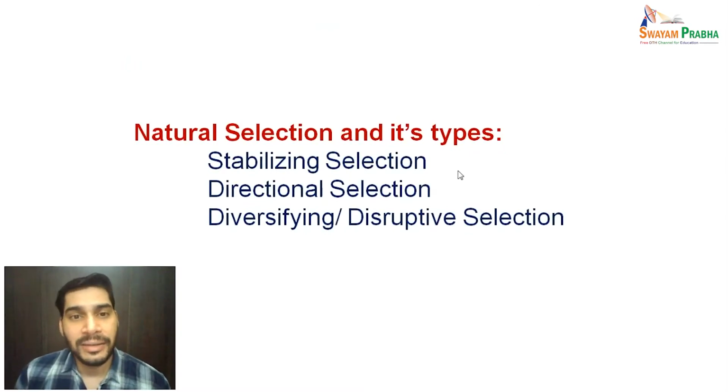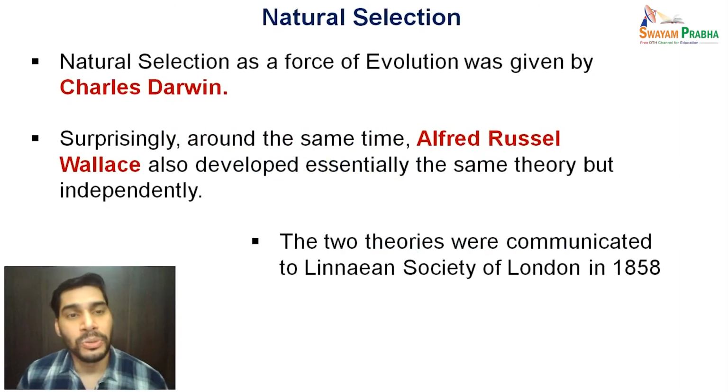Natural selection is of three types as I just mentioned, and these three types have been named as stabilizing selection, directional selection, and the third one as diversifying or disruptive selection. So before we move ahead with these types of natural selection, let me quickly recapitulate what we have already learned about natural selection in our previous lectures.